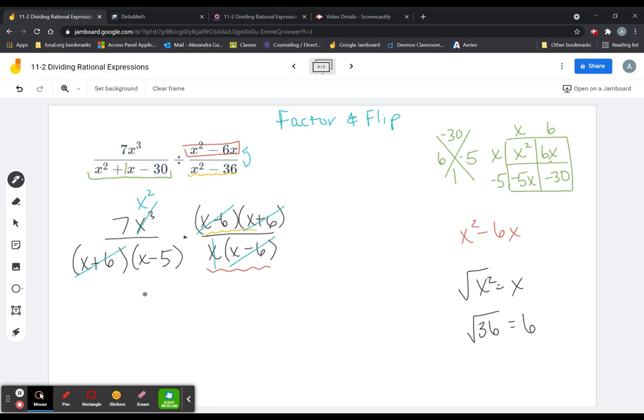So what am I left with? 7x squared. And then everything that wasn't canceled, okay, there's really only one thing, x minus 5. So that is my final answer, simplified answer, after I've factored and flipped.